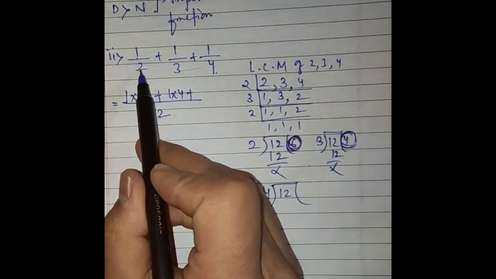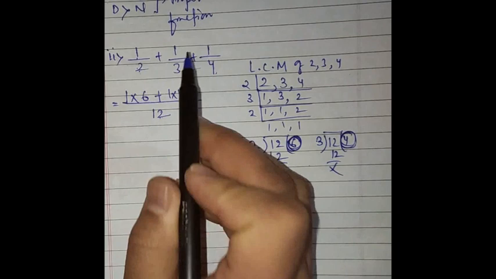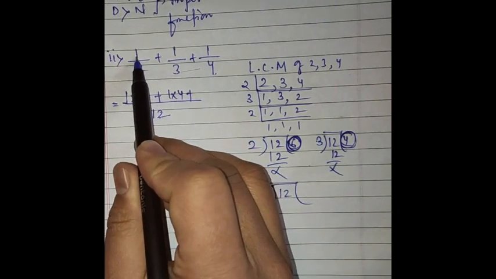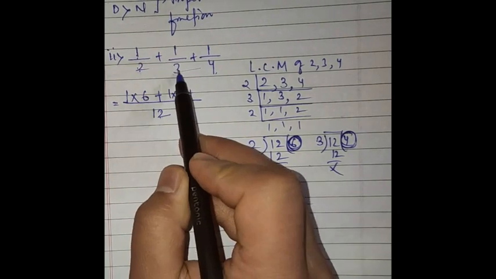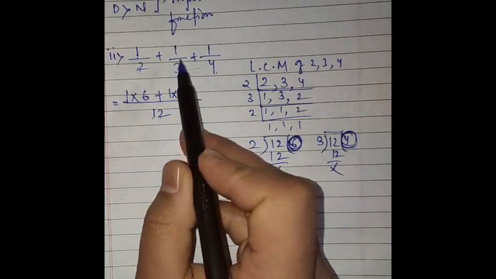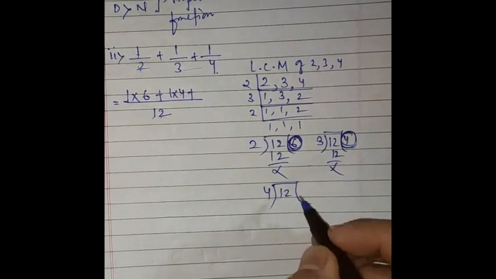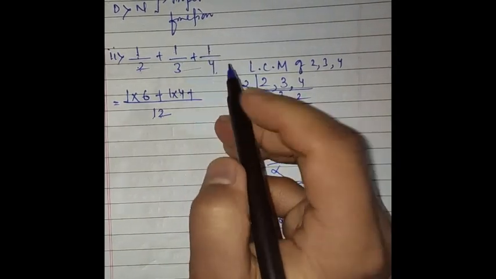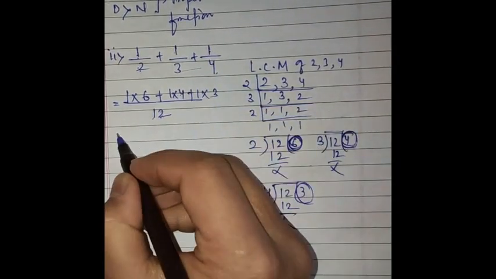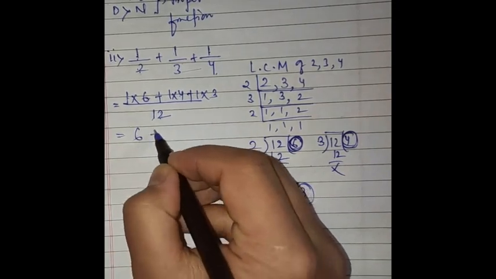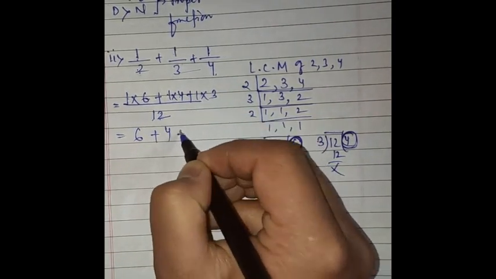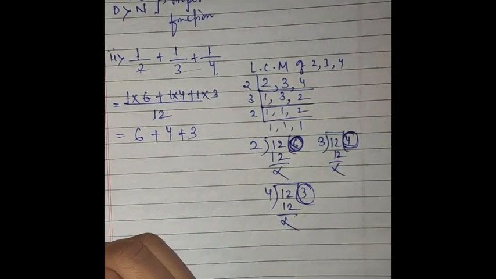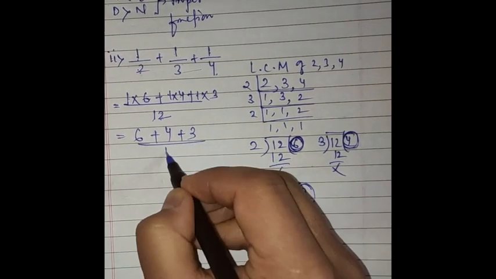One by one. First of all, you will divide this 12 by 2. Then whatever quotient you get, you will multiply with the numerator. Then again 3 4s are 12, so 1 into 4. Again 4 3s is 12. So 3 you will multiply with this numerator, so 1 into 3. So 1 6 is 6 plus 1 4 is 4 plus 1 3 is 3. We have to do this divided by 12.